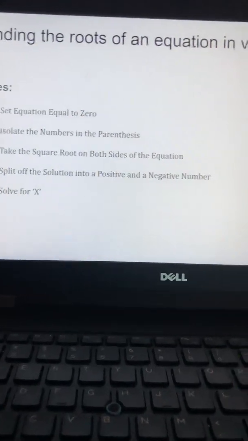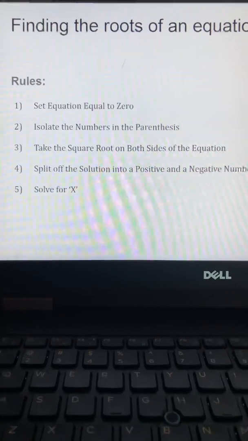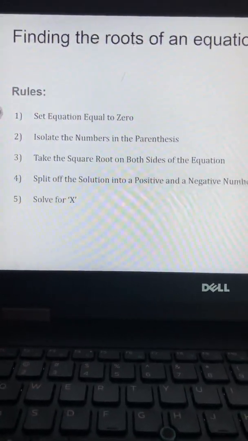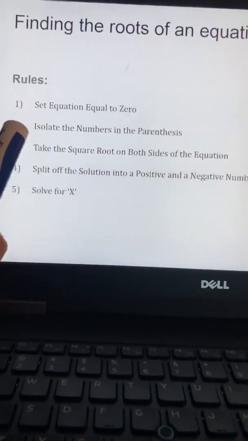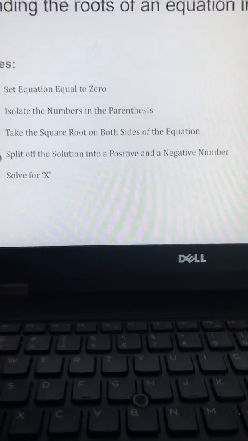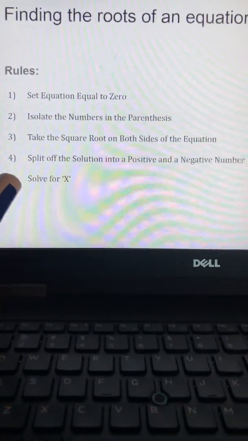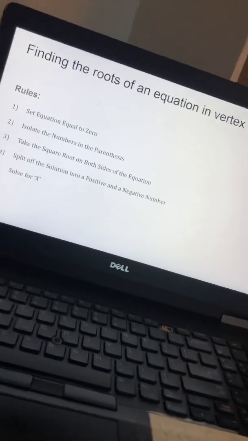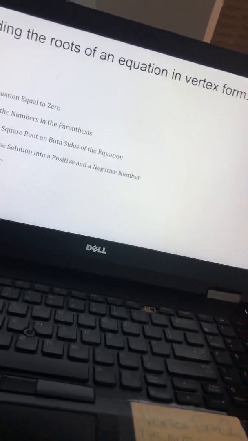So the 5 steps to finding the roots of an equation in vertex form. The first step is to set the equation equal to 0. Second is isolating the numbers in the parentheses. Third is taking the square root of both sides. Fourth is splitting off the solution into 2 equations. And fifth is solving for x. So this is actually a slide from the PowerPoint that I made you guys for today. So make sure you check that out.